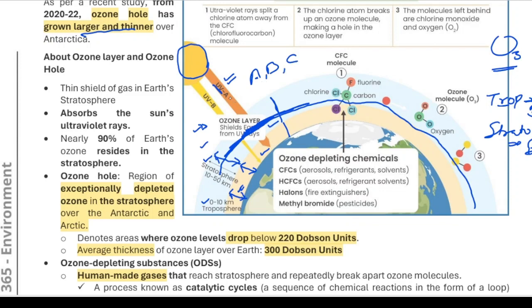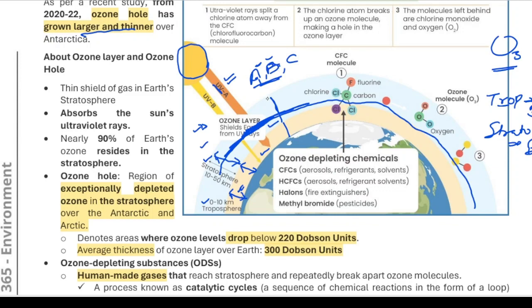Ultraviolet A and B rays are very energetic. So if they come to the earth, they can cause many problems to human beings, especially skin diseases and skin cancers also.